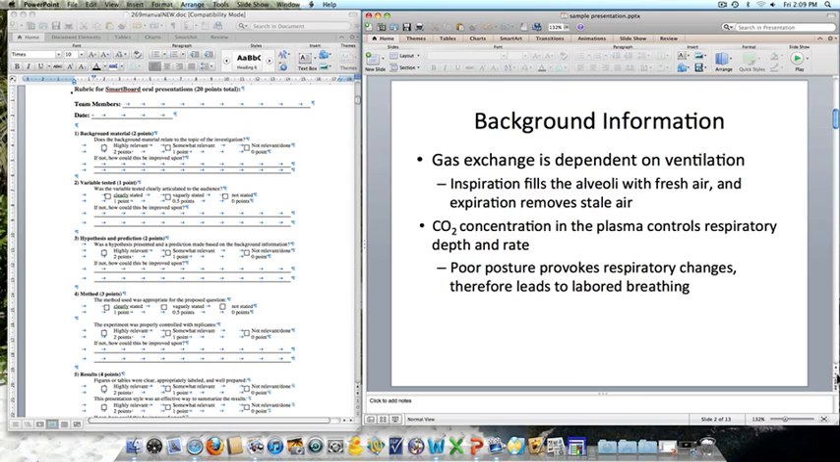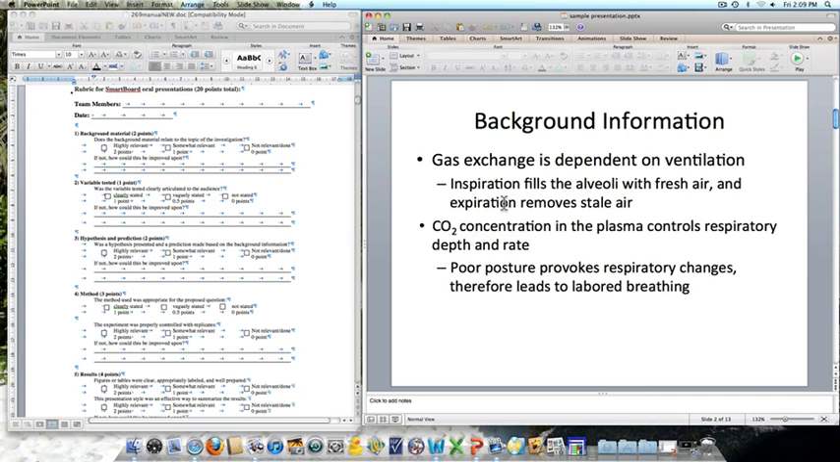The first part of the presentation is the background information. And as you'll note on the rubric here, it says, does the background information relate to the topic of the investigation? What this means is that the background material has to be relevant to what you want to discuss. So for example, in this particular presentation, the group looked at ventilation. They talk a little bit about ventilation. They talk about inspiration and expiration, the reason why inspiration is important and the reason why expiration is important.